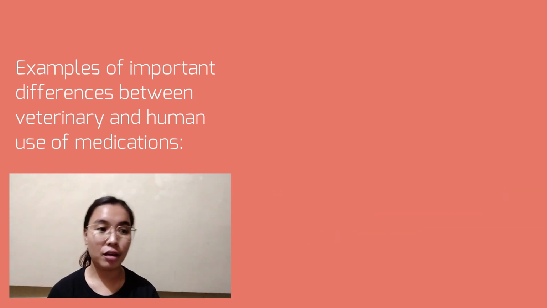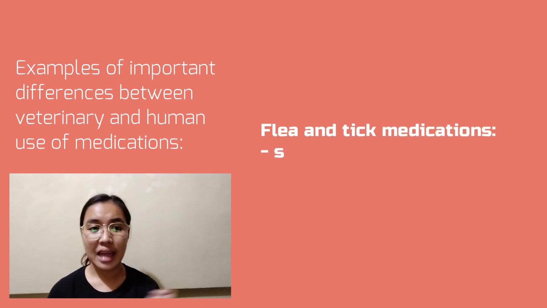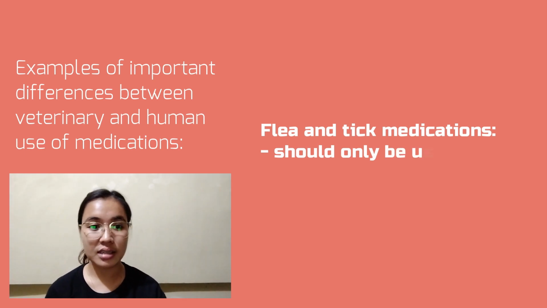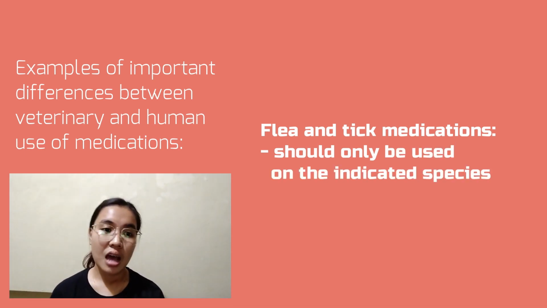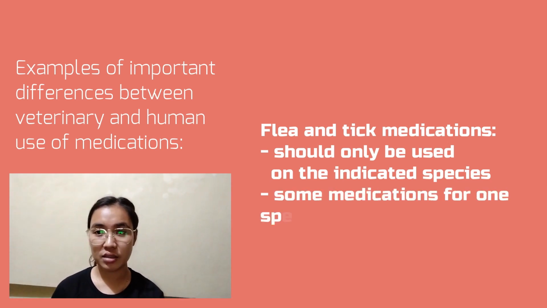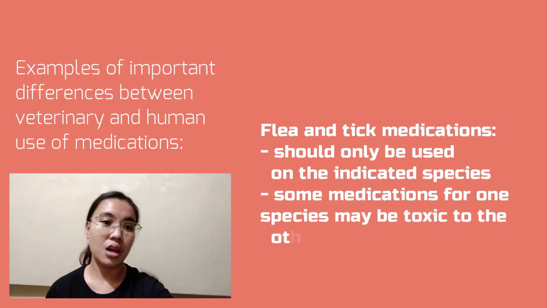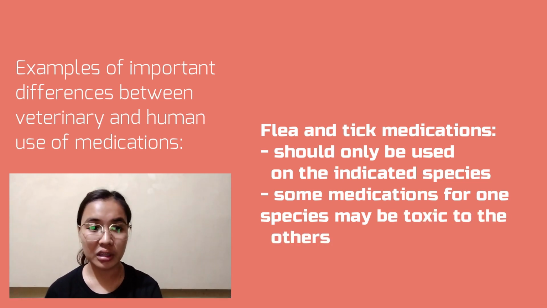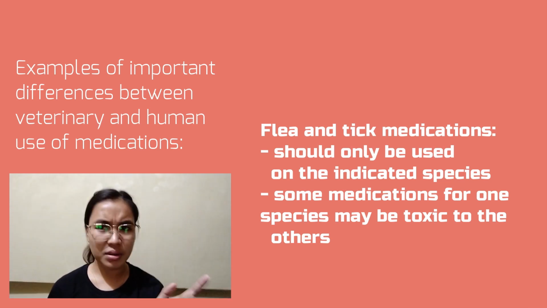Next, we have flea and tick medications. Veterinary products that have been developed for treating fleas and ticks should only be used on the indicated species. Some flea and tick medications for dogs can be extremely toxic to cats, and one common complication is seizures. One flea medication commonly used for dogs and cats can be fatal if given to rabbits.